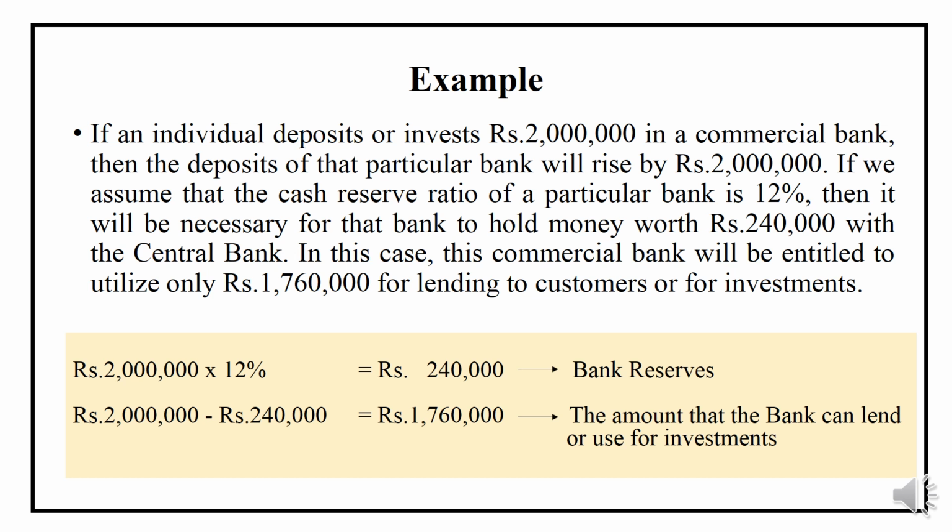If I show the calculations as follows, a person brings in 2 million, out of which 12% the bank is supposed to deposit in the central bank as bank reserves, so it will be 240,000. Which means from the 2 million minus 240,000, which are the bank reserves, the bank will be remaining with 1,760,000. That amount the bank can lend or use for investments.